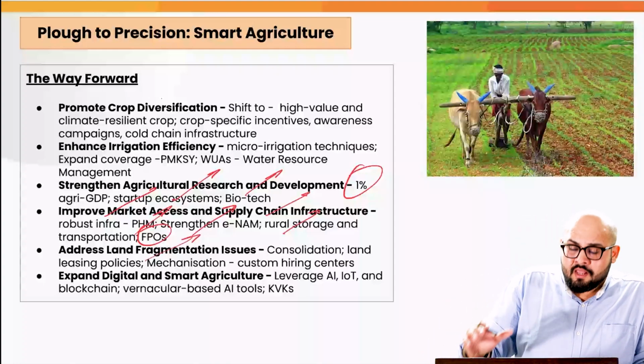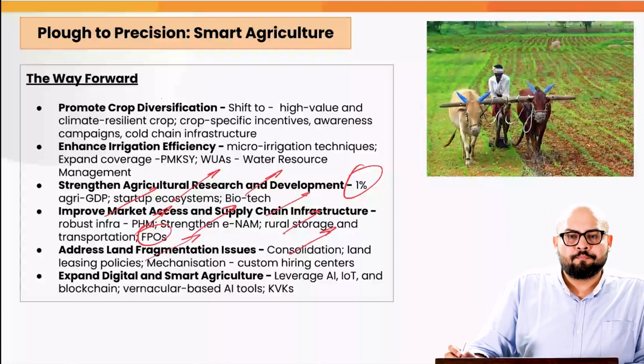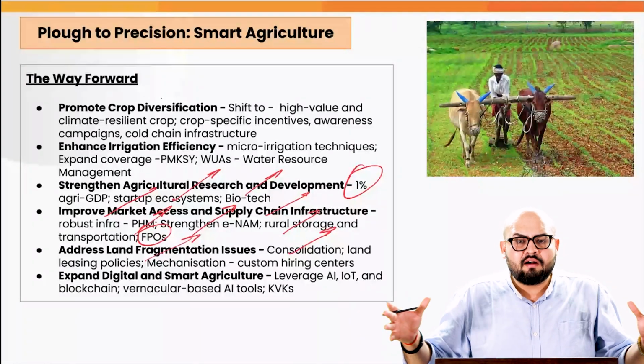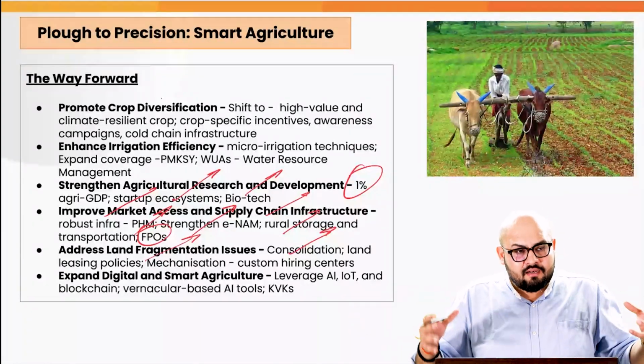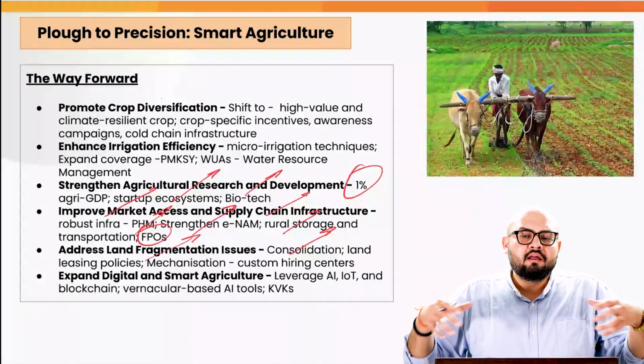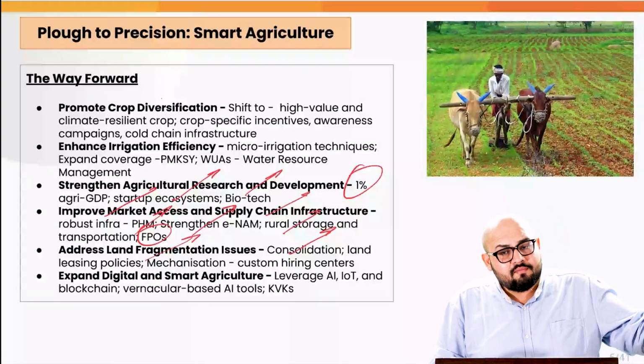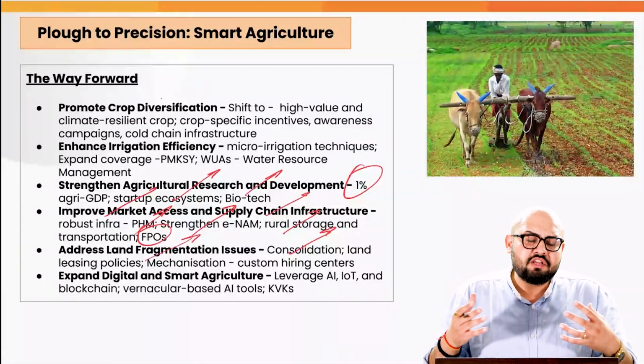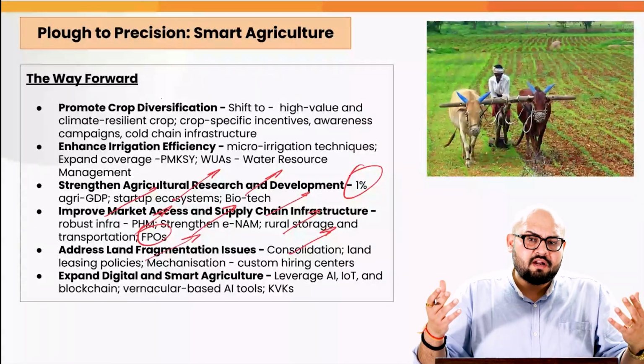How can we do that? We should go for consolidation. Let's say we can have numerous farmers coming on board together, and then they can farm and sow crops together, and then we can use different machines, right? So it would enhance the overall productivity of the field.